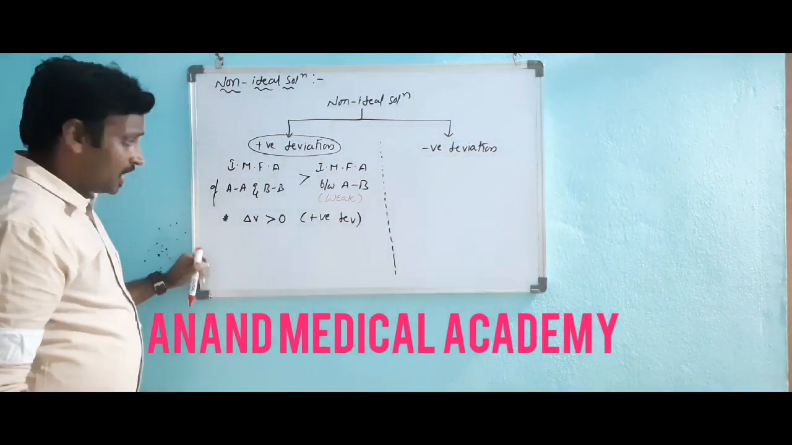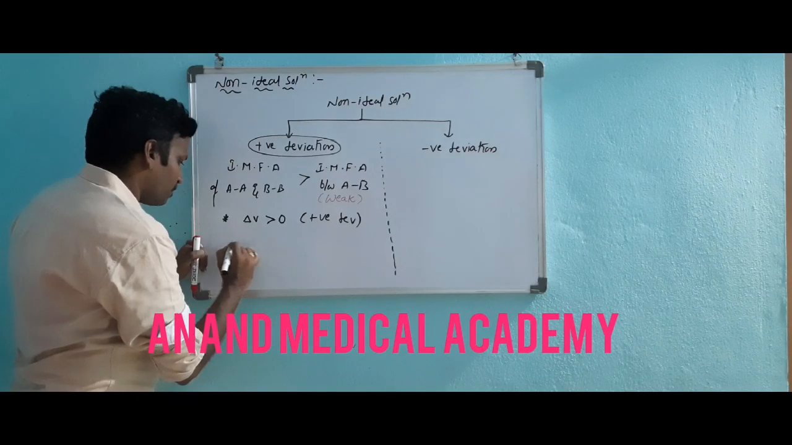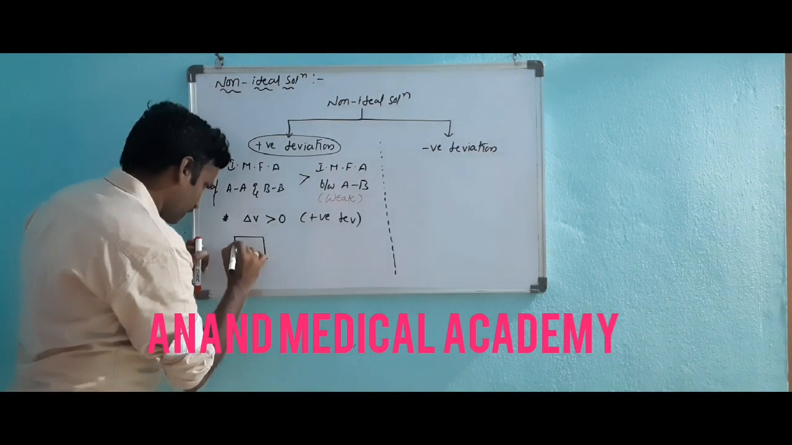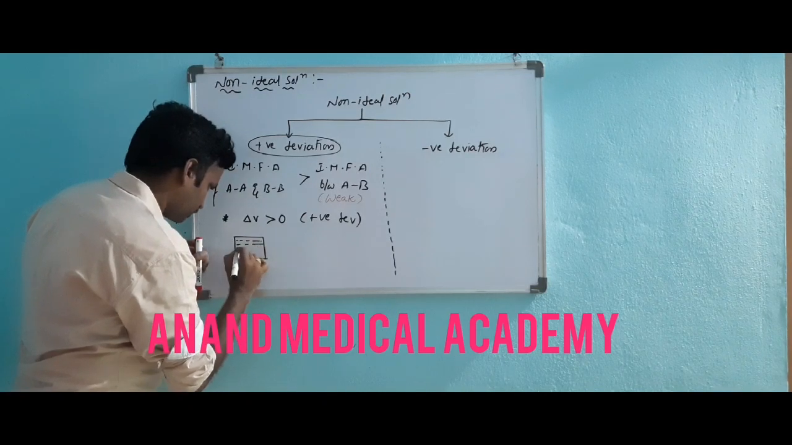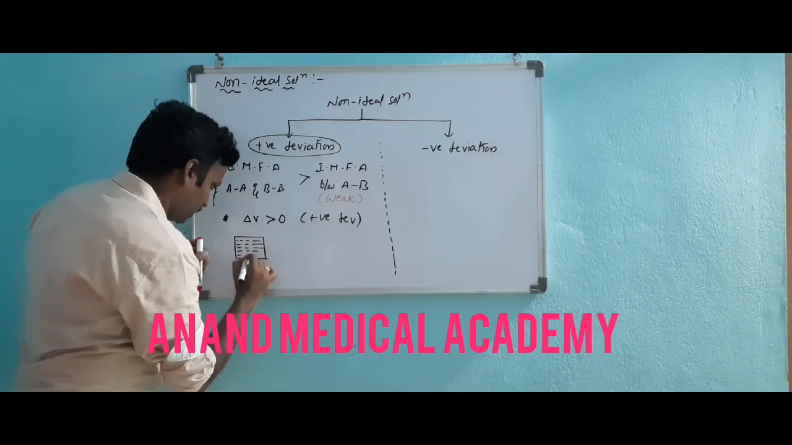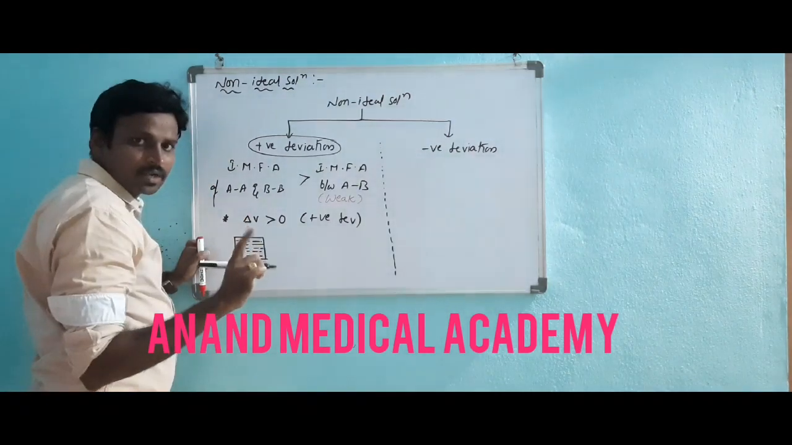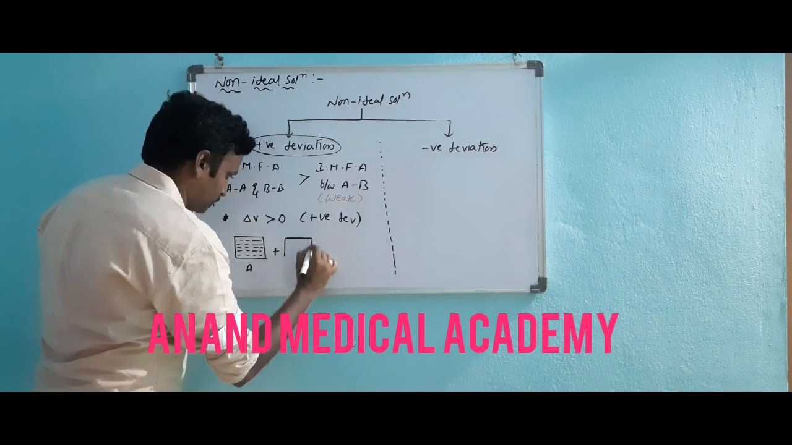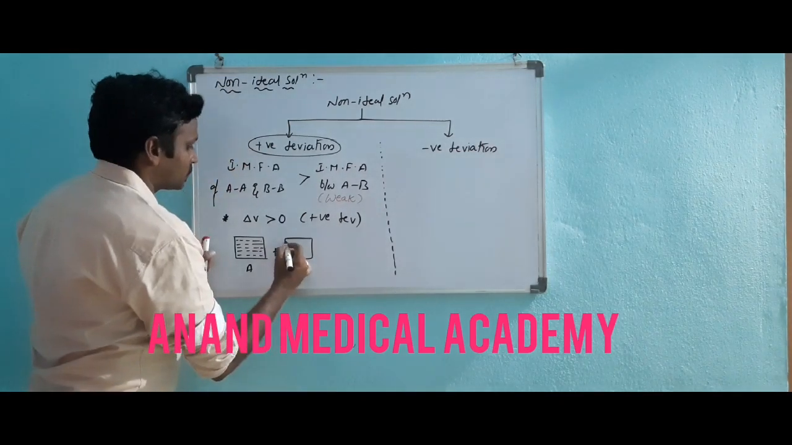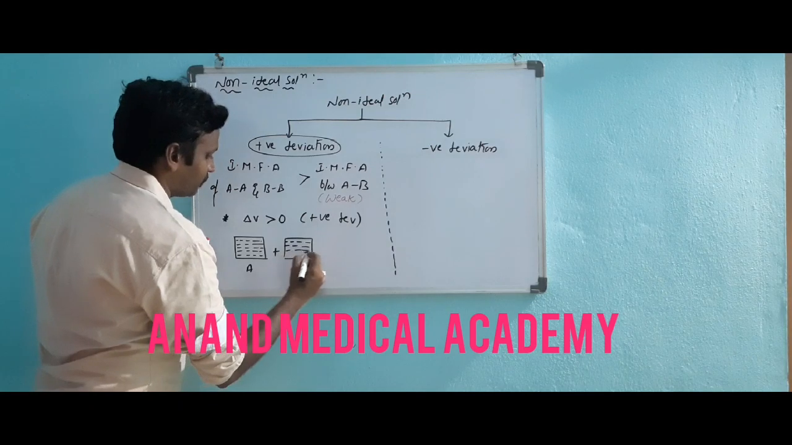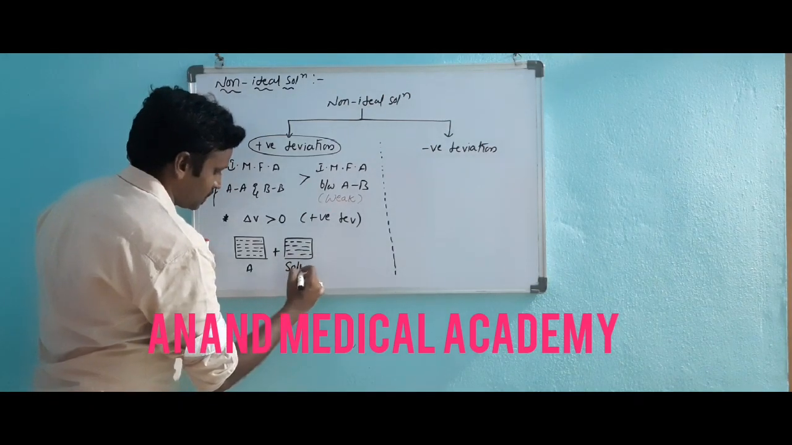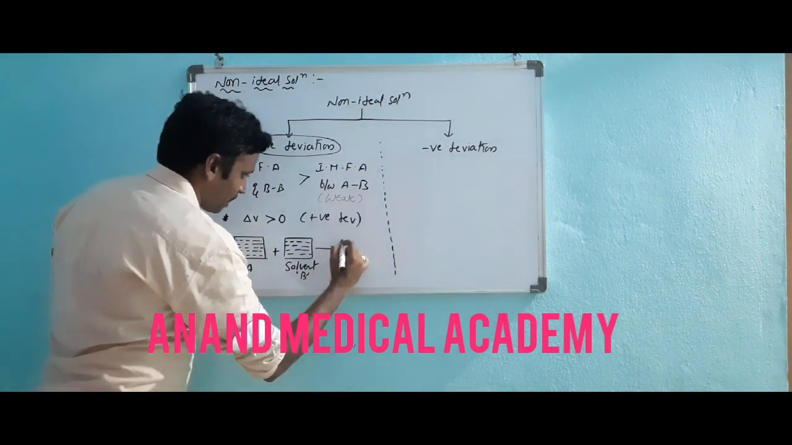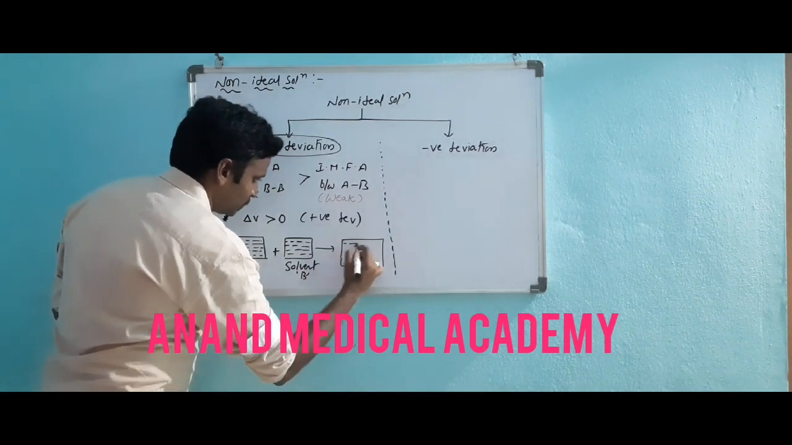positive deviation. In the same manner you can see it by using a small diagram. Here you have solute A. In ideal solutions and non-ideal solutions the solute is not the same. This is different. And this is A. And here I have some solvent, this is solvent B. And these two are mixed, and you have a solution.